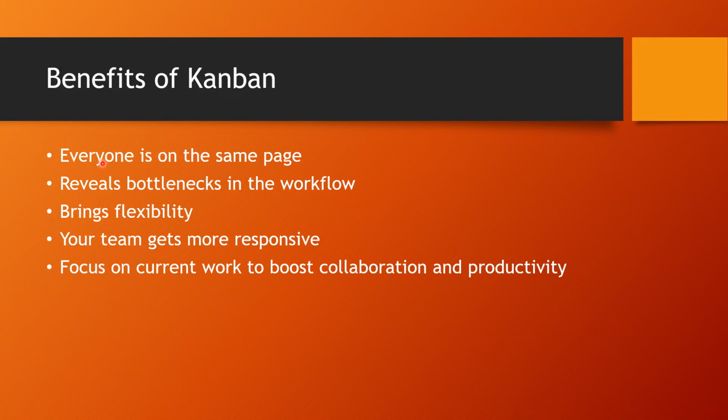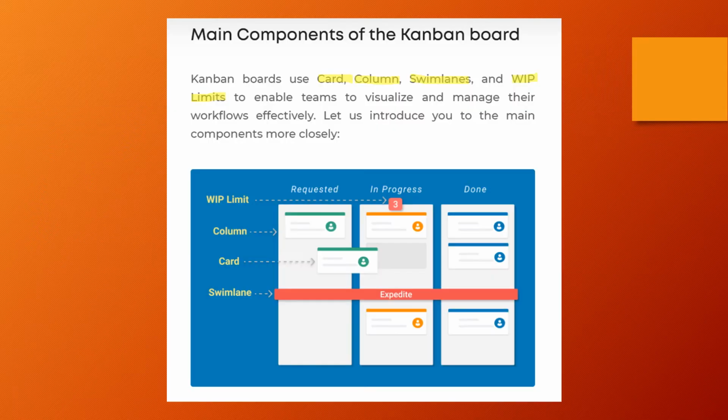The benefits of Kanban: everybody's on the same page. It reveals the bottlenecks in the workflow, because the WIP limit helps you figure out bottlenecks. It brings flexibility. The team gets more responsive. The focus is on the current work, boosting collaboration and productivity. Right? No multitasking, no wastage of time.